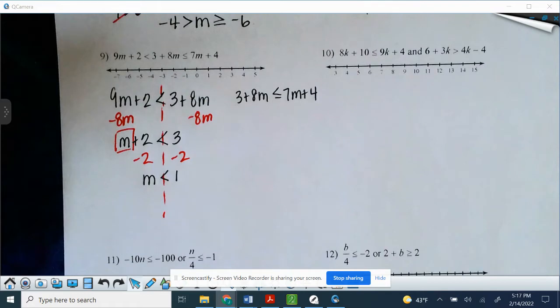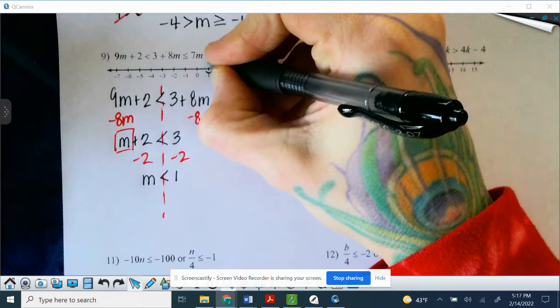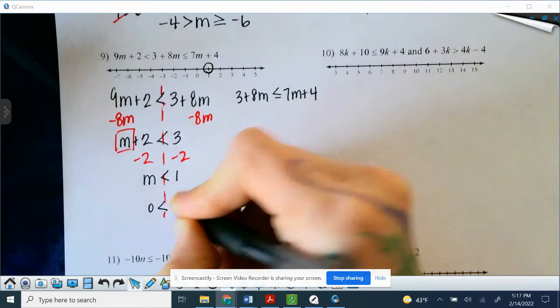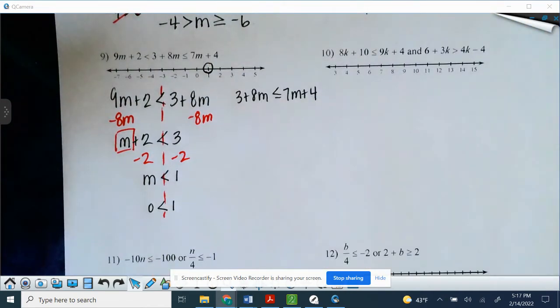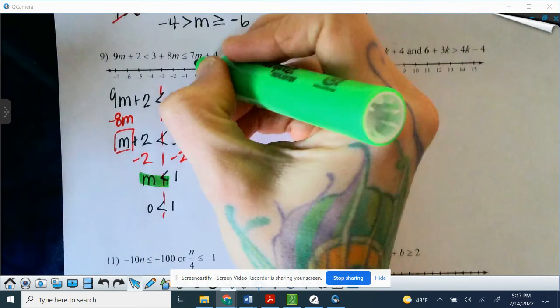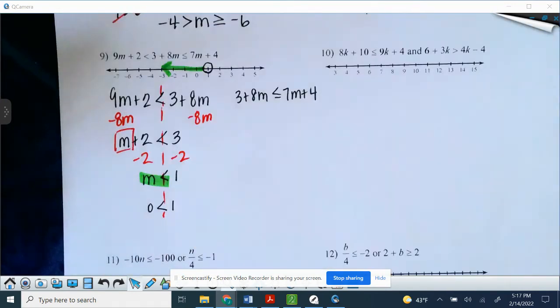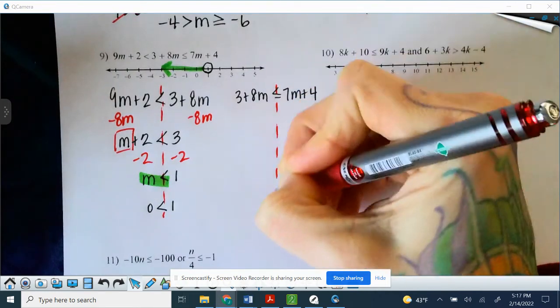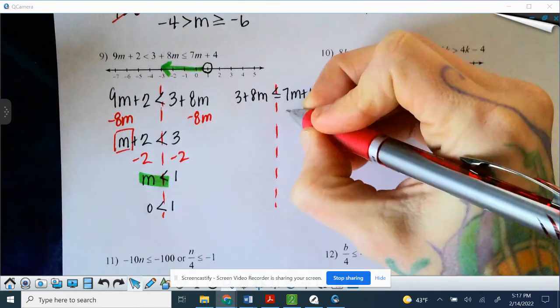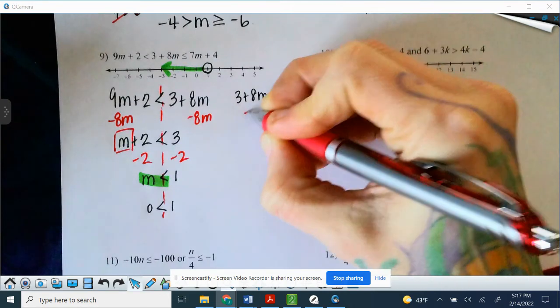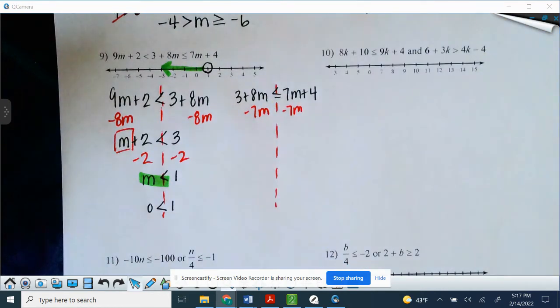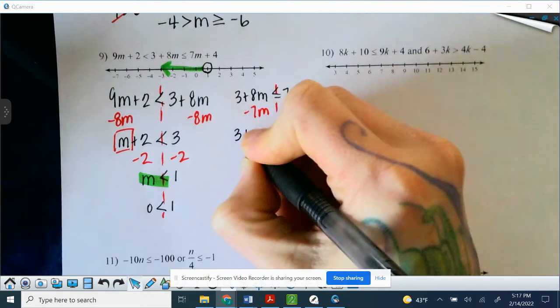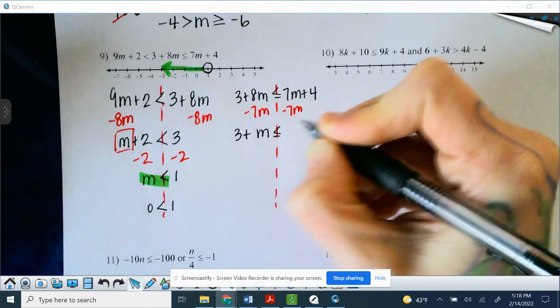So m is less than 1, so I can draw an open circle at 1. If you want to do your 0 test point, is 0 less than 1? It is. So we're going to shade towards 0, which is this way. Now let's solve our other one. Again, I'm going to work towards a larger variable to keep my variable positive. So 3 plus 1m is less than or equal to 4.